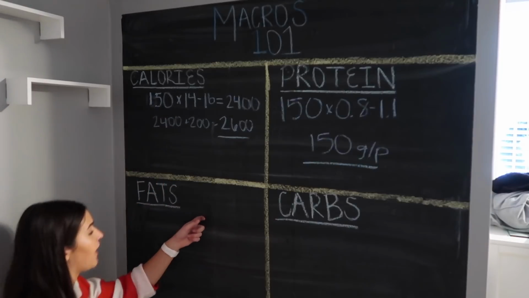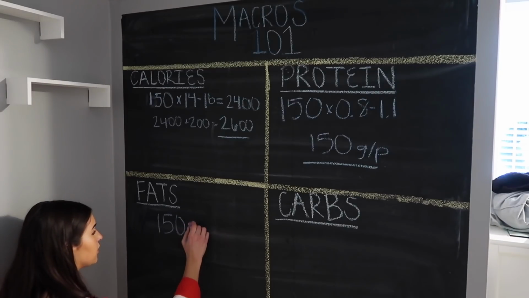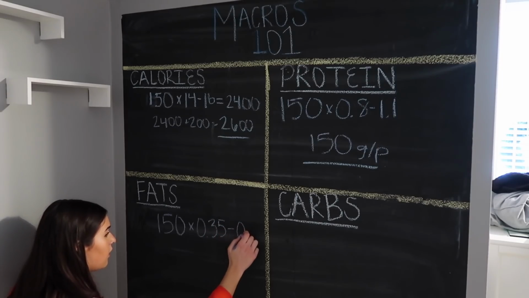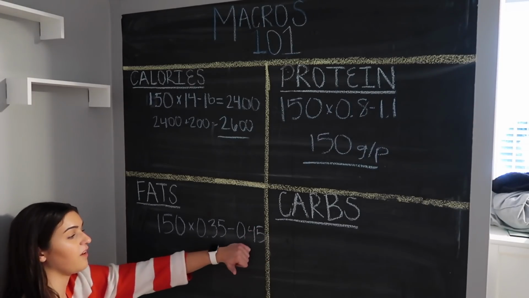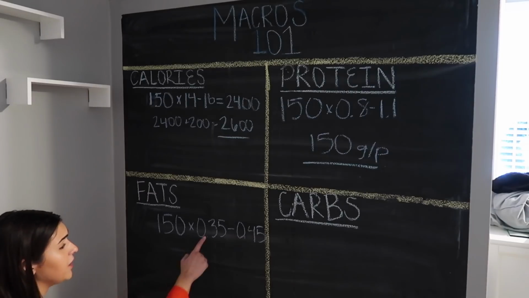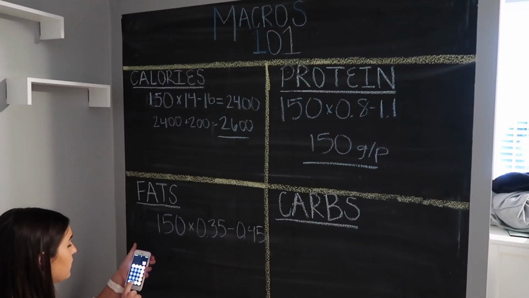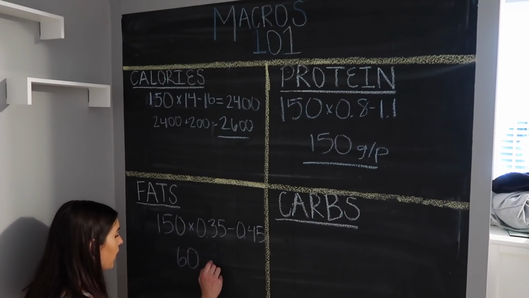Then we're going to move down here to fats, and you're going to take your body weight again, and you're going to multiply it anywhere in this range, 0.35 to 0.45. So you want your fats to be anywhere from 35% to 45% of your body weight. I'm going to pick somewhere in the middle and go with 0.4. So we're going to do 150 times 0.4. That gives me 60 grams of fat for the day.